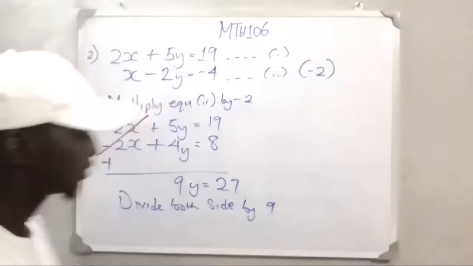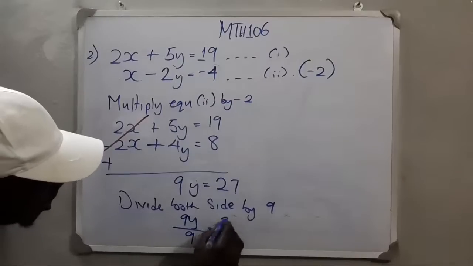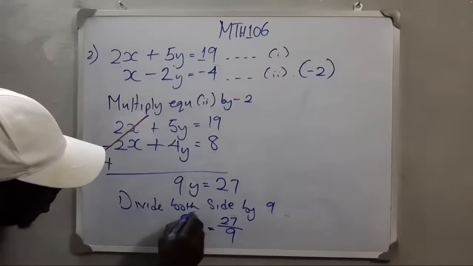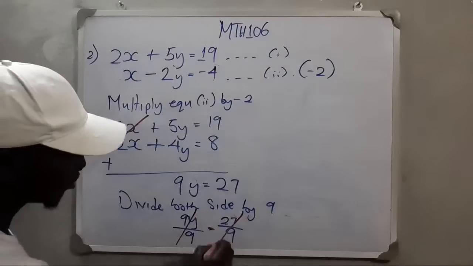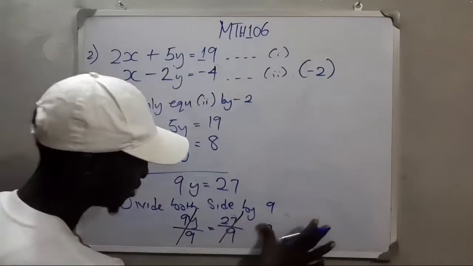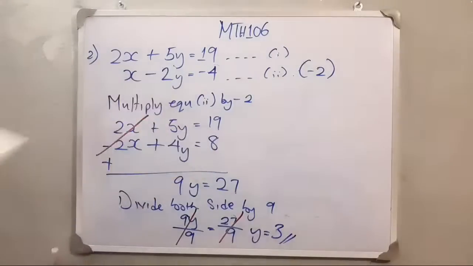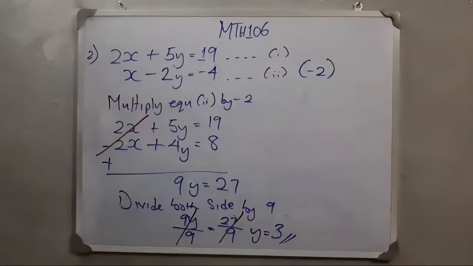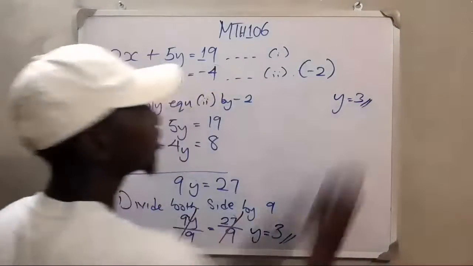Thank you for that. So now from here we can say 9y all over 9 equals 27 all over 9. So this can strike this out. Striking this out, we have y equals 3. Awesome. So now we have our y equals 3.